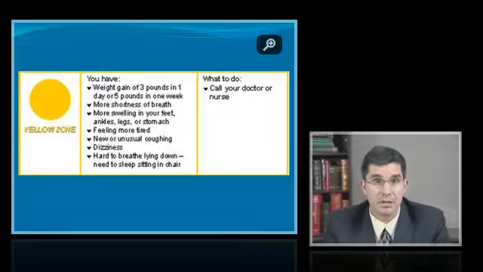So I hope you can see that Mr. L is in the yellow zone. He has a weight gain that exceeds 3 pounds in a day or 5 pounds in a week. He has symptoms of heart failure, and he has physical exam findings of heart failure. So what you would do for Mr.